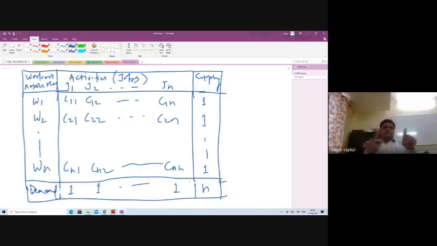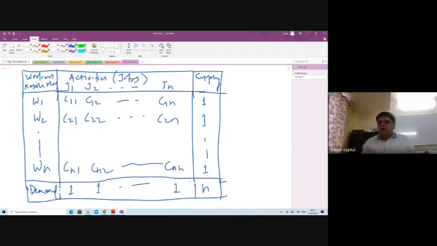So this is the matrix for the assignment problem. Are you getting this? That means once a job, say J2, is assigned to worker W1, it cannot be assigned to any other worker. Similarly, once W1 is assigned to J2, W1 is not available for any other assignment. So supply is 1 and demand is 1. Are you getting this table? Yes or no?